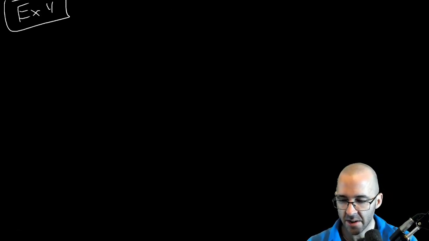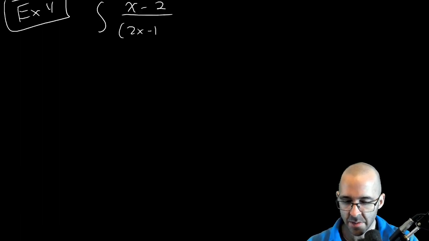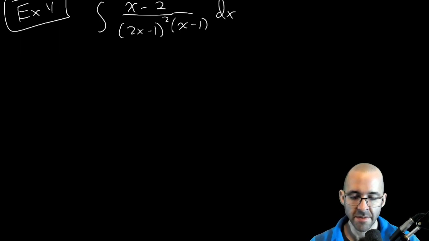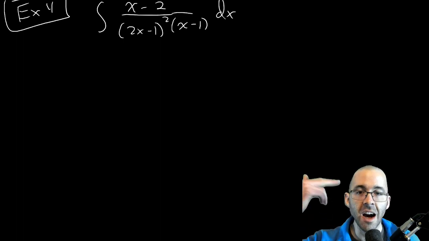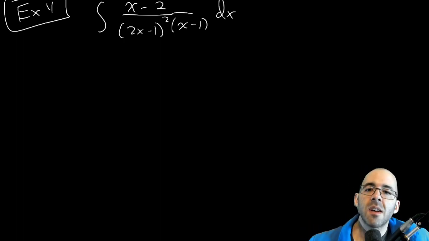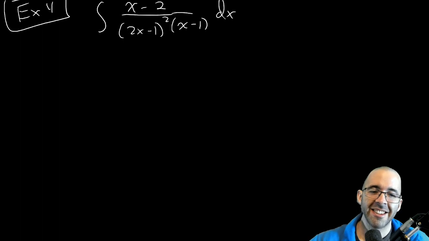Example 4, let's look at the integral of x minus 2 over 2x minus 1 squared times x minus 1. Okay, before partial fractions, think of the tools that we've got here. Will u substitution work? No, u substitution is not going to work here.